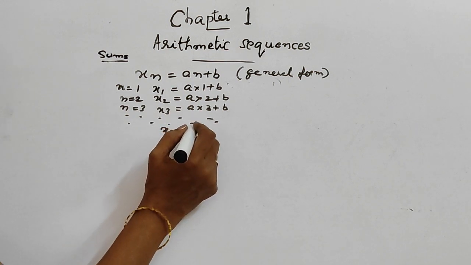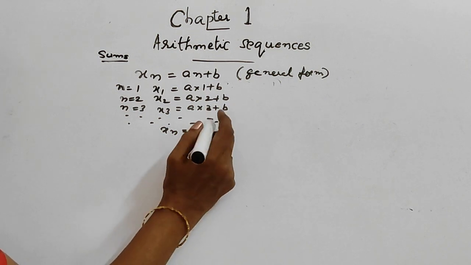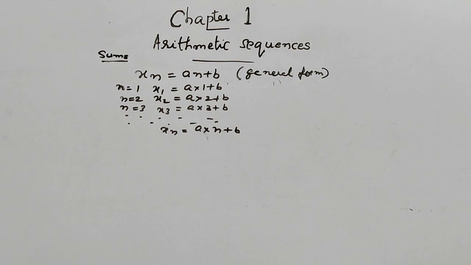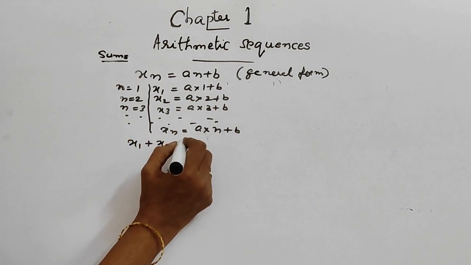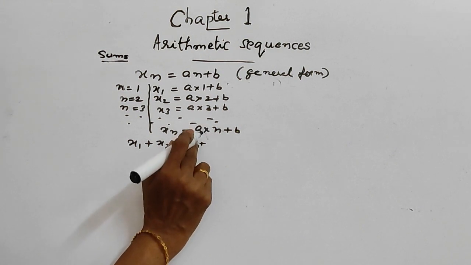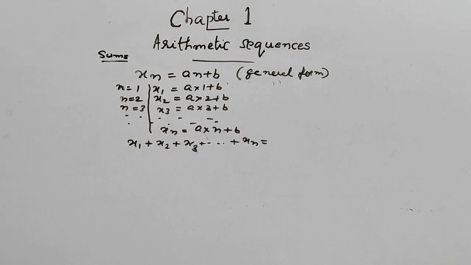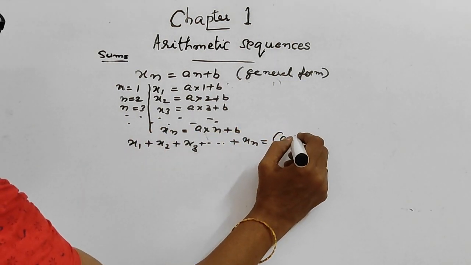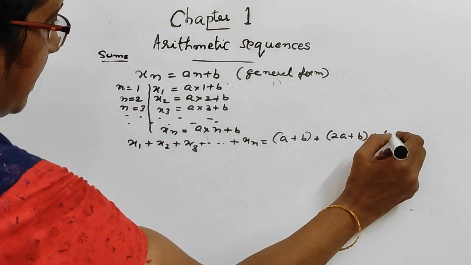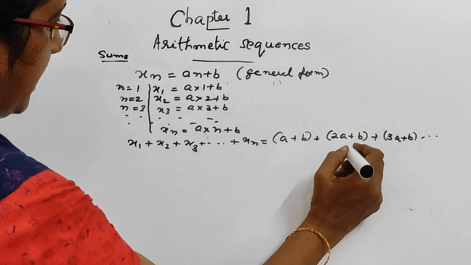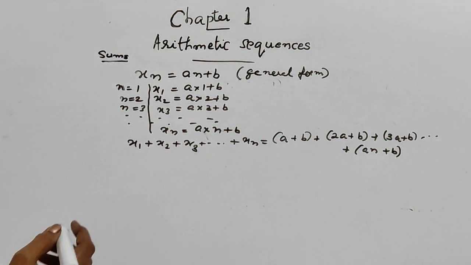When n is equal to n, that is the last term, xn is equal to an plus b, or you can write a into n plus b, that is the last term, nth term. Now we have to find the sum. We have to add all these. x1 plus x2 plus x3 up to xn is equal to a into 1 plus b, that is a plus b, plus 2a plus b plus 3a plus b, up to plus an plus b. See, this can be simplified further.